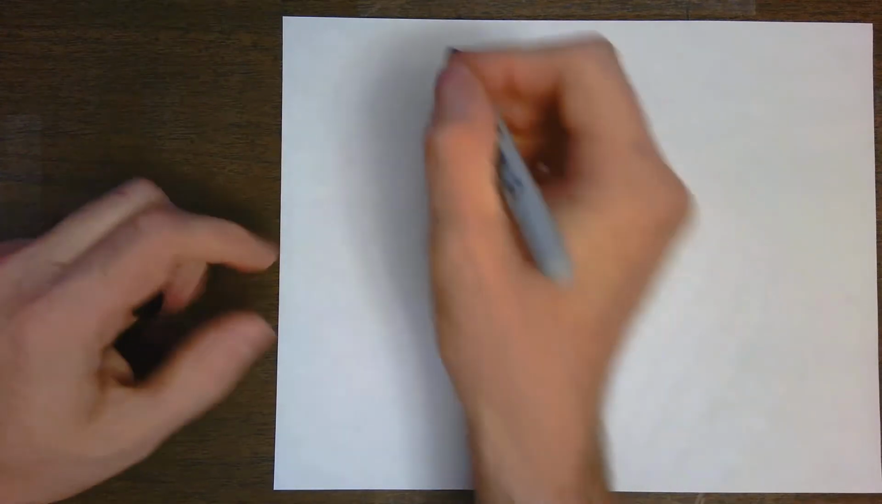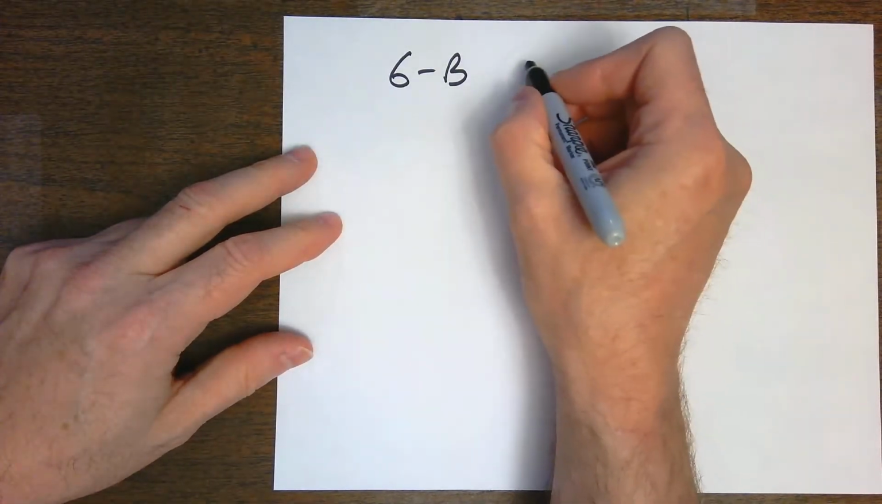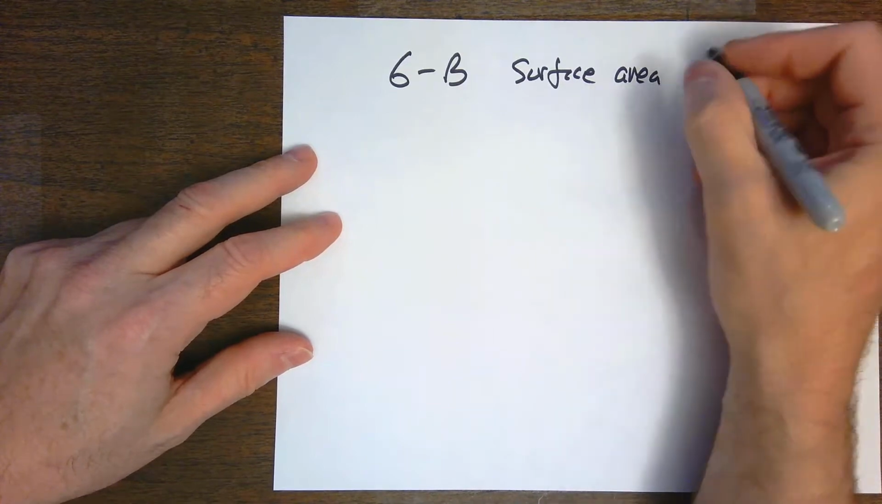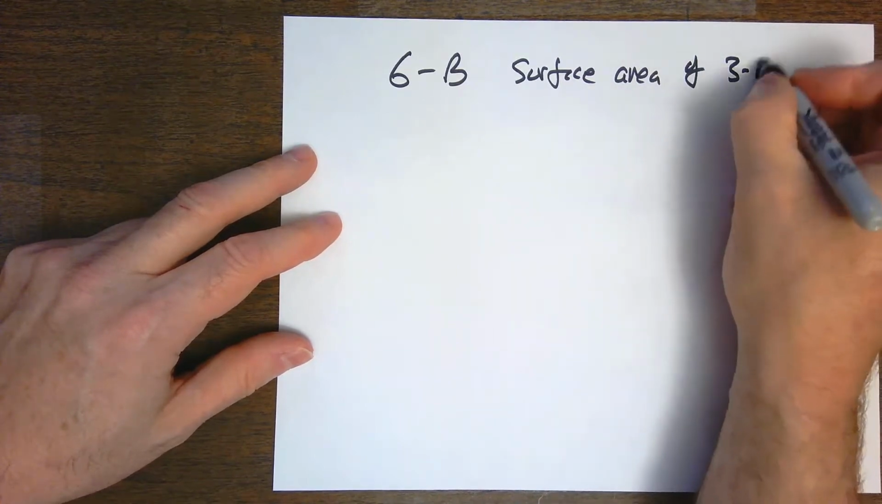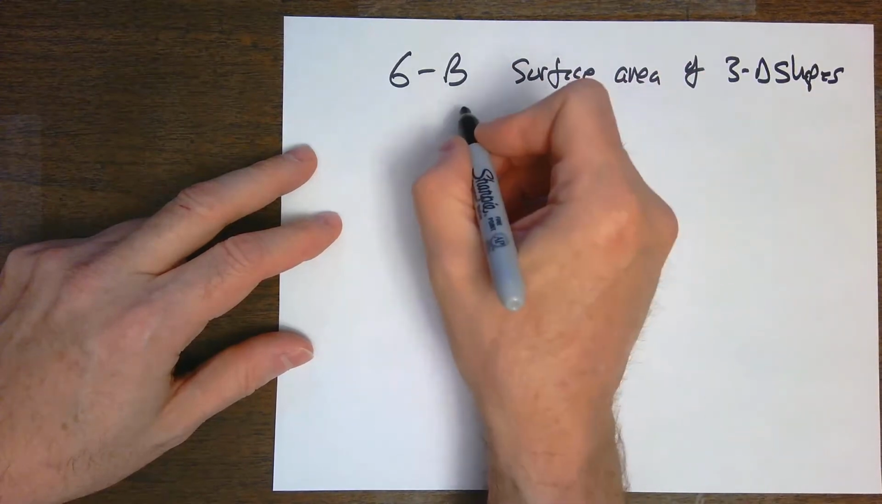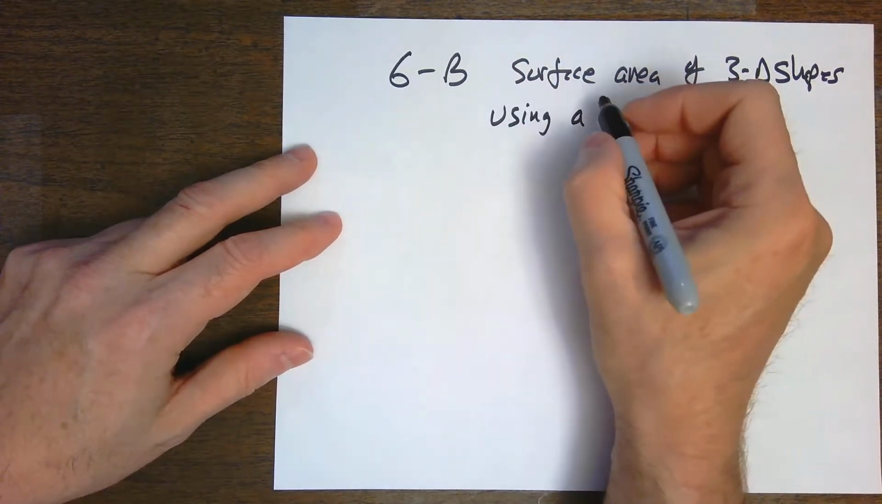Good morning, IB Math. As we continue Chapter 6, today we're going to look at 6B, which is surface area of 3D shapes using a little differential calculus.